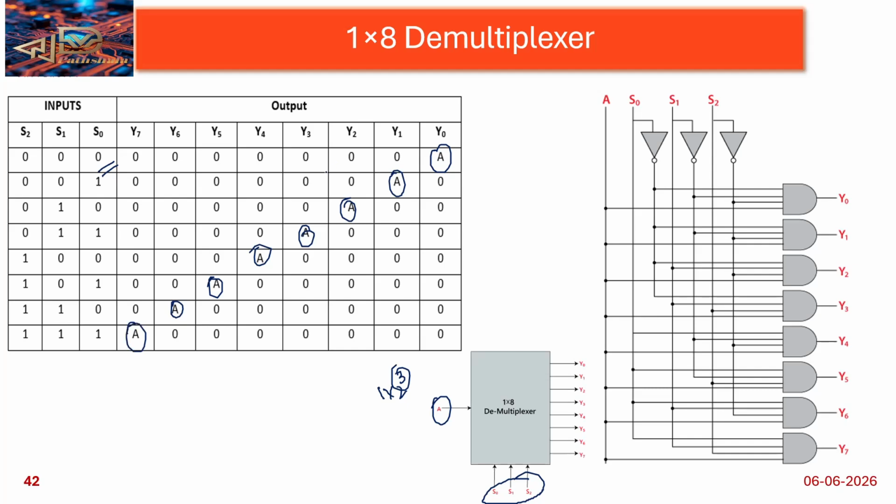So diagonally we are getting the outputs, because based on the select lines we are getting one output at a time. That output will be presented at the output side based on the selection of select lines. Whatever input you are giving, that input will appear at the selected output side. Clear?